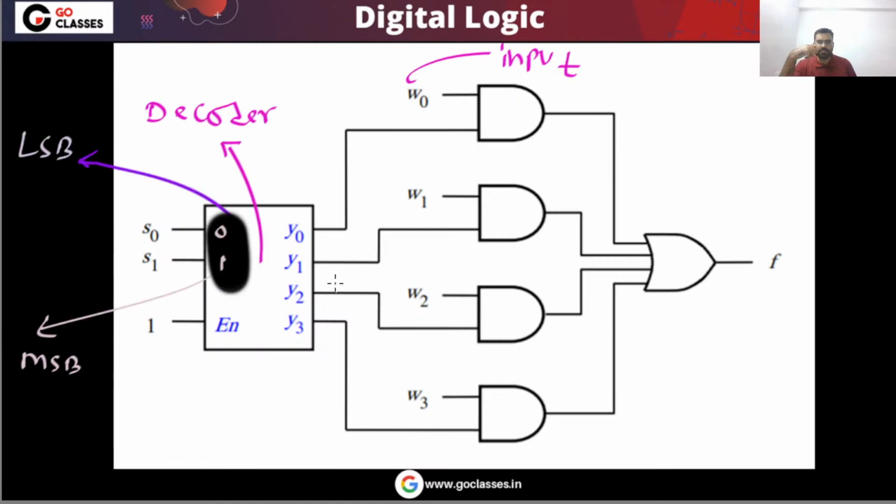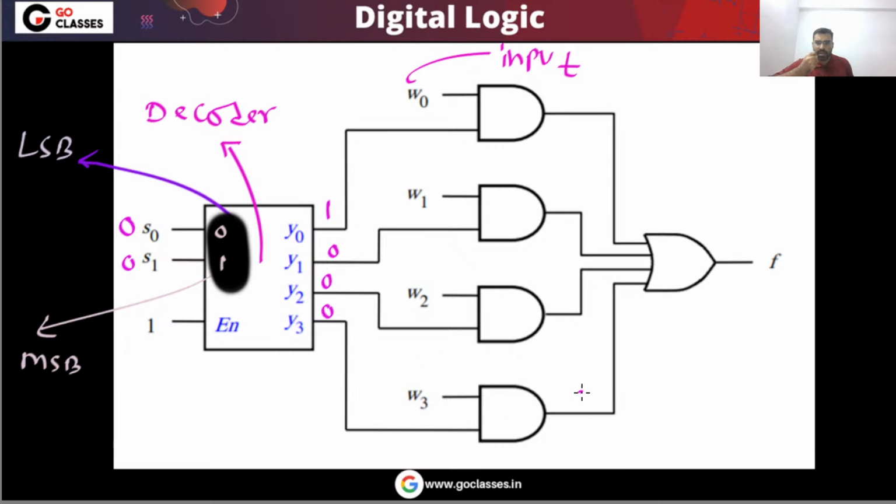Now let's analyze this circuit. If you take S1 and S0 both as 0, 0, then what will happen? Remember, the enable signal is 1. You can notice this enable is 1, so it means the decoder is working. If you take both 0, 0, then this output will become active, it will become 1, and the others will become 0, 0, 0.